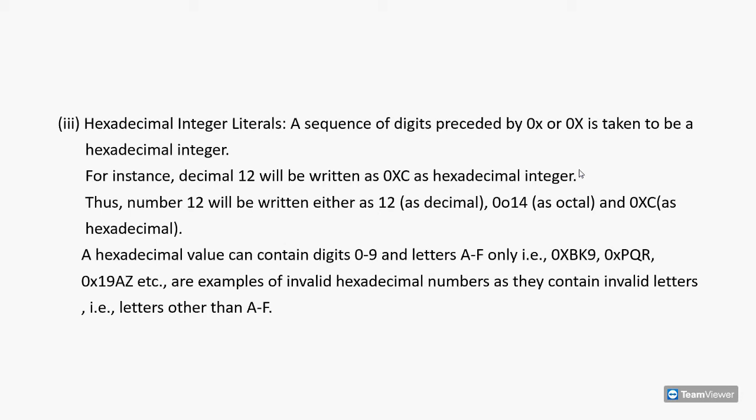A hexadecimal value can contain the digits 0 to 9 and letters A to F only. That is, 0xBK9, 0xPQR, 0x19AZ are examples of invalid hexadecimal numbers as they contain invalid letters, that is letters other than A to F.